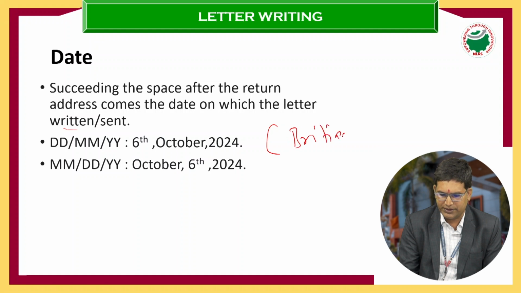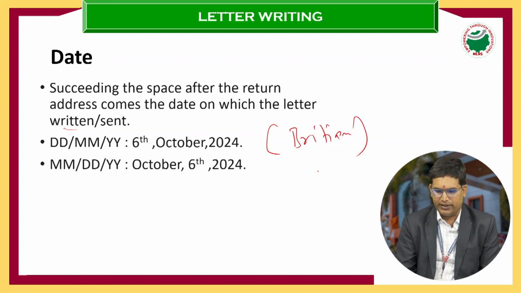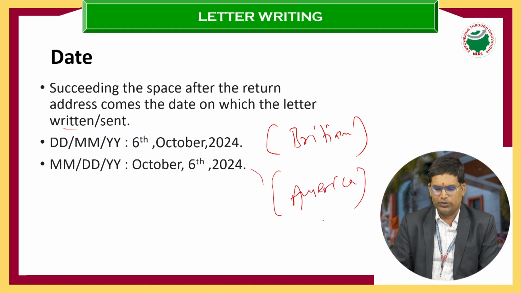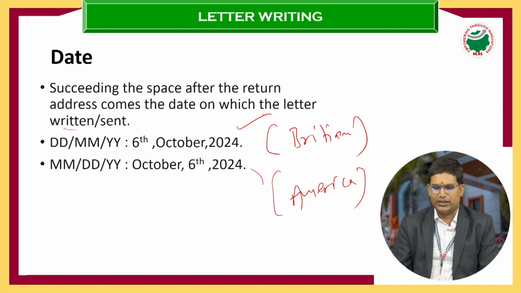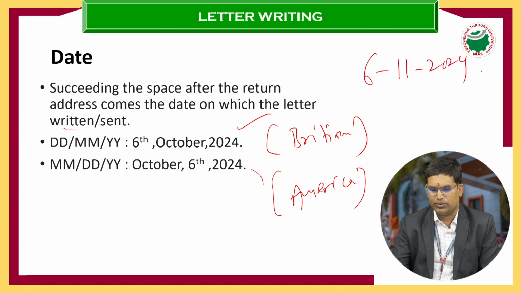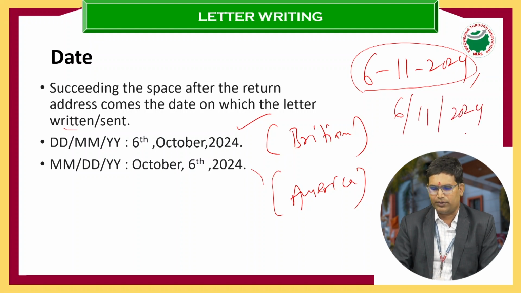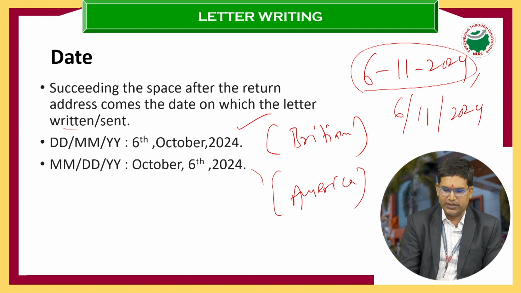It is a format of Britain, British, and the other is a format of America. We are following British English. India is following British English. So generally we write like this: 6, 11, 2024. Most people use this format, or they use a slash method, 6/11/2024.